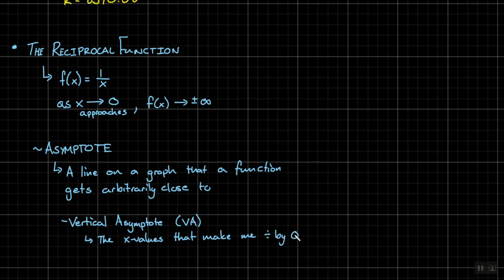We're not allowed to divide by 0 because we blow up to infinity in those situations. It is unbounded, everything goes crazy. Vertical asymptote: the x values that make me divide by 0. Now, there are horizontal asymptotes as well. We're not going to get as into them right here, but we'll be able to see them on the graphs.